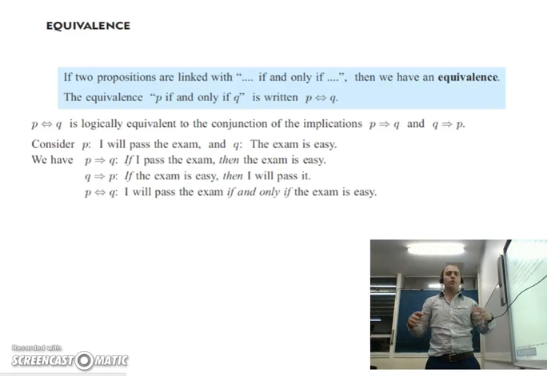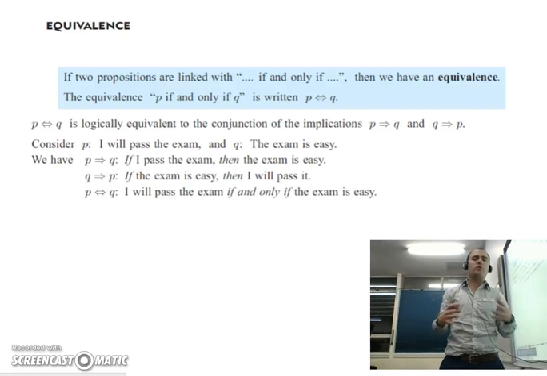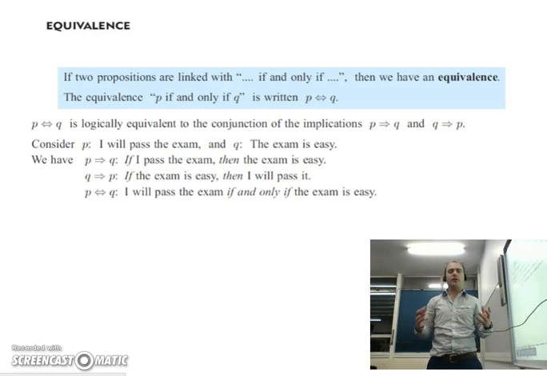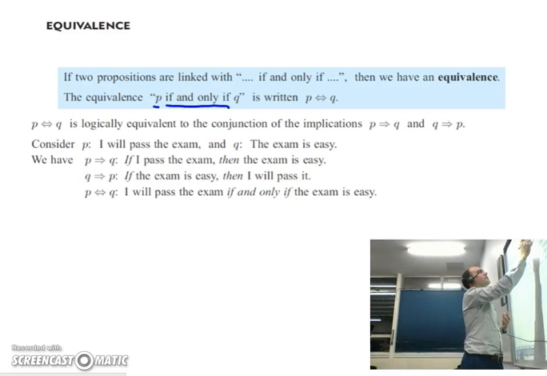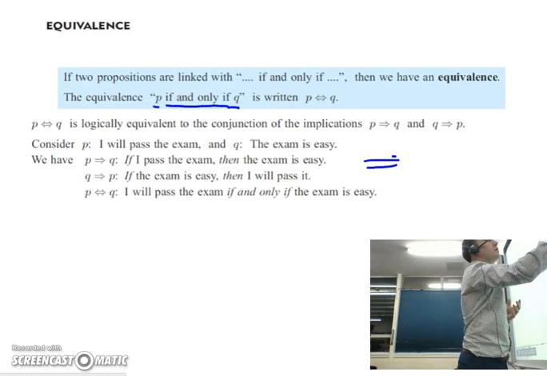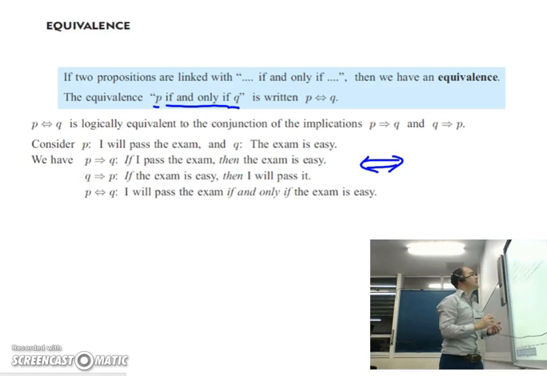We're going to have a look at equivalence. So we can link two propositions with if and only if. We call them an equivalence. So P, the equivalence of P if and only if Q, and we represent it with our double-headed arrows. So that is an equivalence.